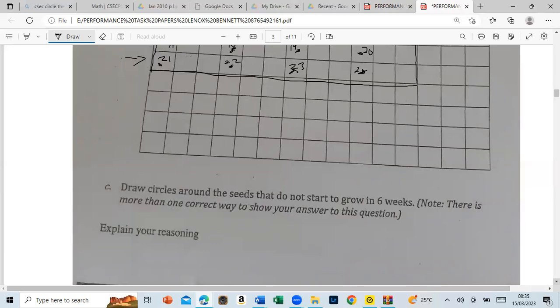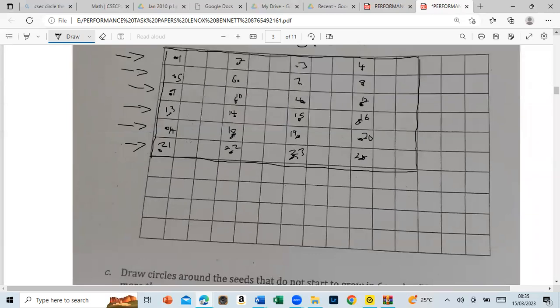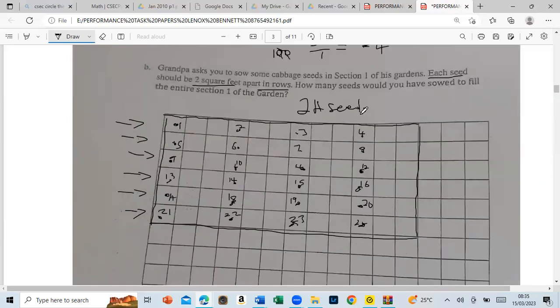Draw circles around the seeds that do not start to grow in 6 weeks. Note there is more than one correct way to show your answer. So, draw circles around the seeds that do not start to grow in 6 weeks. Basically we know that only 80% are going to grow. So what I would do is find 80% of 24.